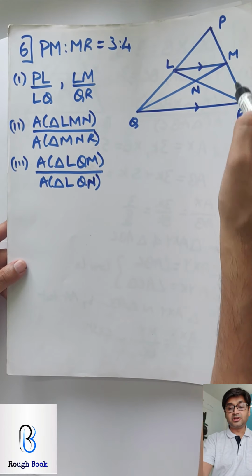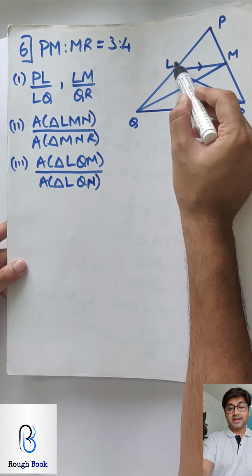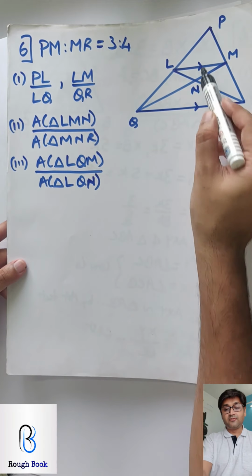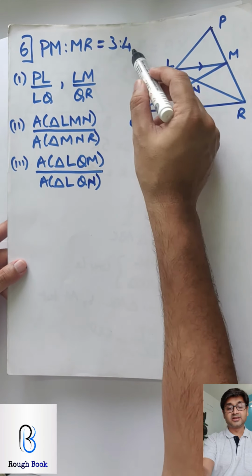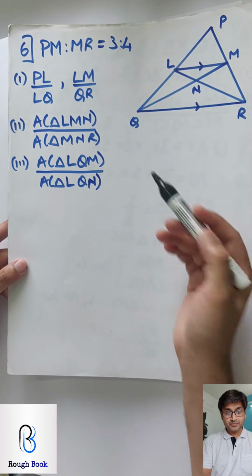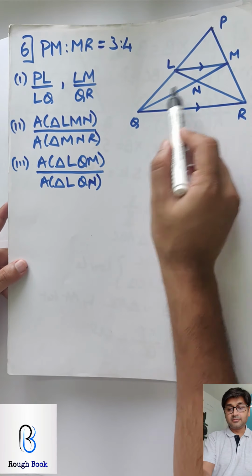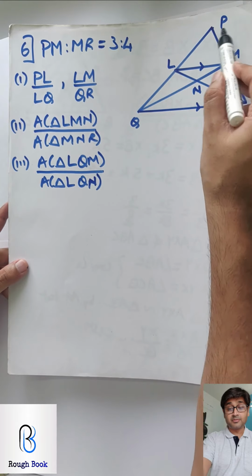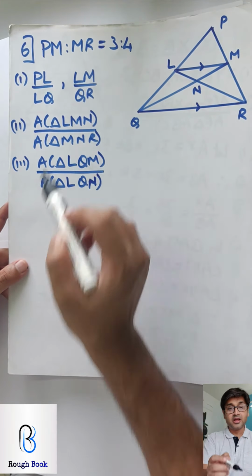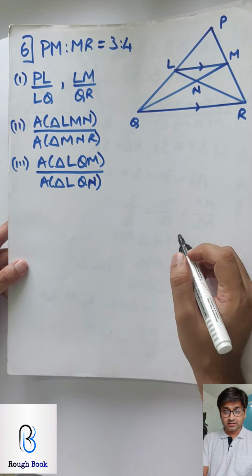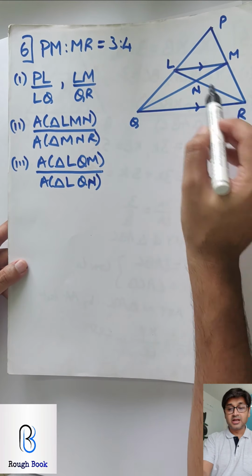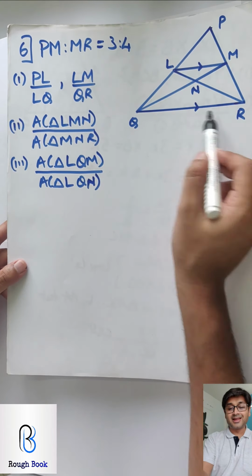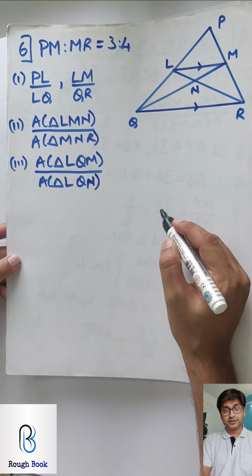PM ratio MR is 3:4, given. PL upon LQ, how much? Obviously lines are parallel, directly I can say 3:4 because of BPT. LMQR, now no BPT. I'll have to prove these two triangles similar, then PM upon PR, not MR. So before that I have to use X method, get PM upon PR, prove the triangles similar, and then LM upon QR. So lot of steps over here.